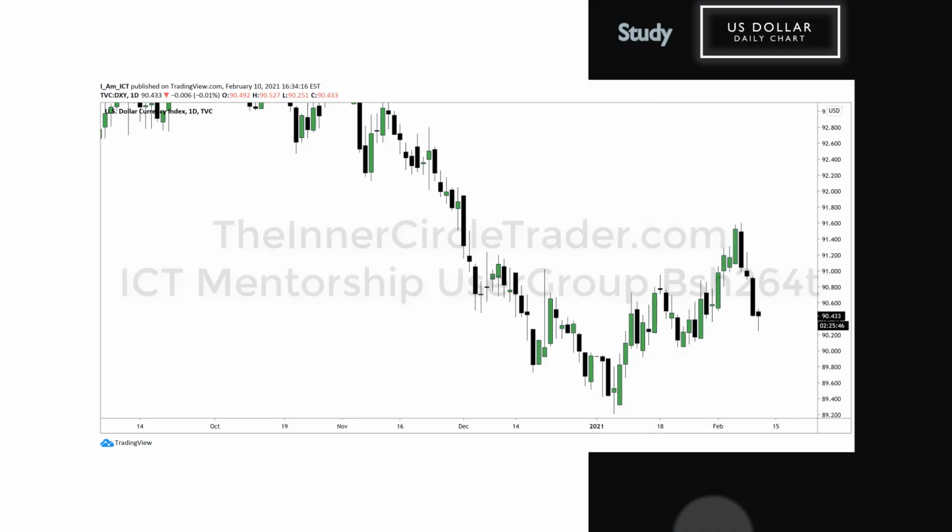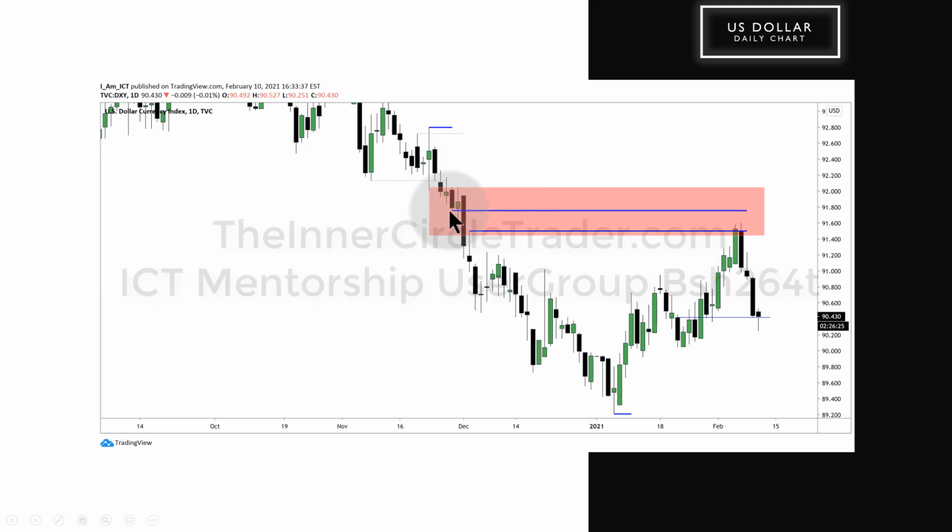All right, dollar index daily chart. So basically we have seen the return into the optimal trade entry. And then we have redelivered rebalance. Trades up into that, sells off, hits an order block here. Now we're trading into Thursday.